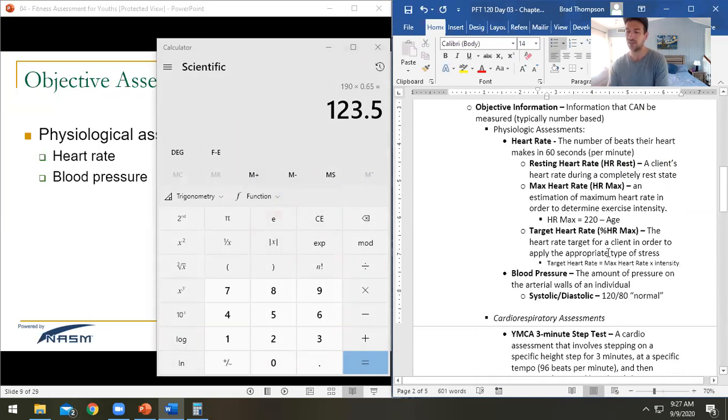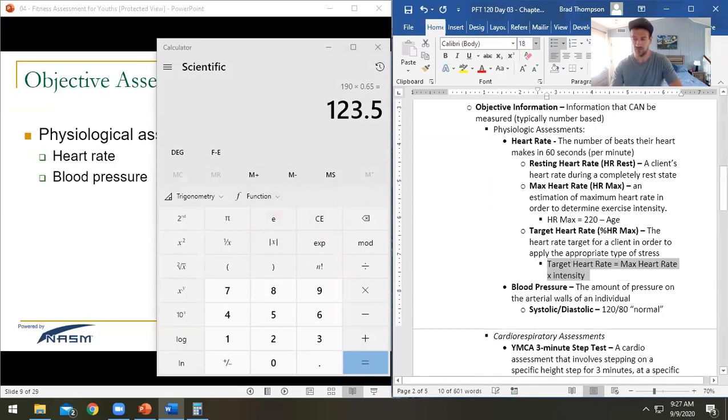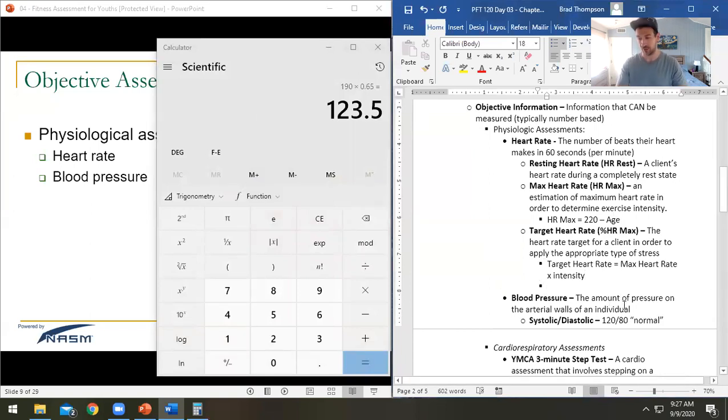So target heart rate is going to be max heart rate times intensity, which is what we just did. Now we do have another way of gathering target heart rate, which is the Karvonen formula. It's just called the Karvonen formula.